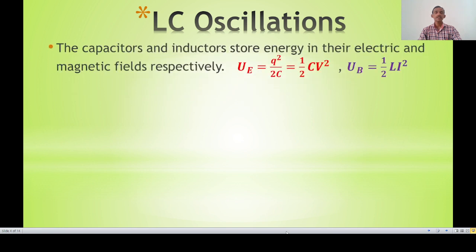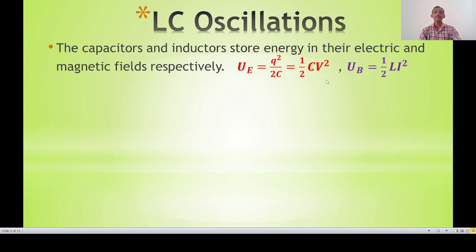Now, if we consider a capacitor or inductor, these store energy in their electric and magnetic field respectively. That is, a capacitor stores energy in the form of electrical energy and inductors store energy in the form of magnetic fields. That is, UE, the electric energy, is given by Q square upon twice C, where Q is the charge and C is the capacity of the capacitor. This can also be written as 1 by 2 CV square, where V is the potential difference developed across the plates of the capacitor.